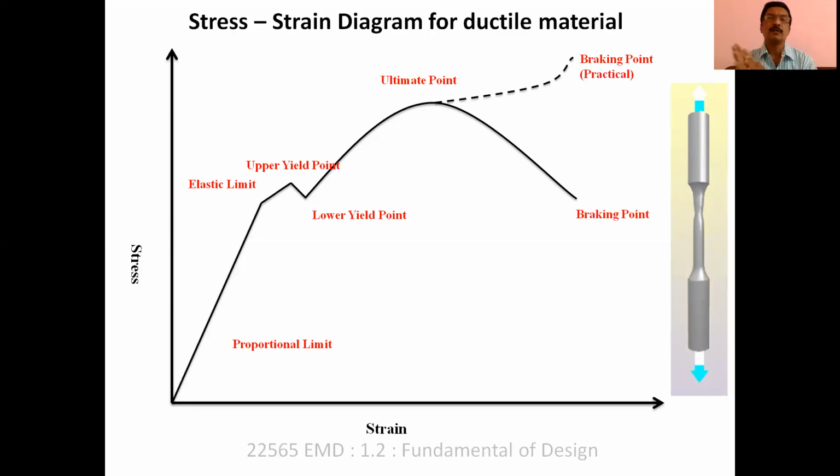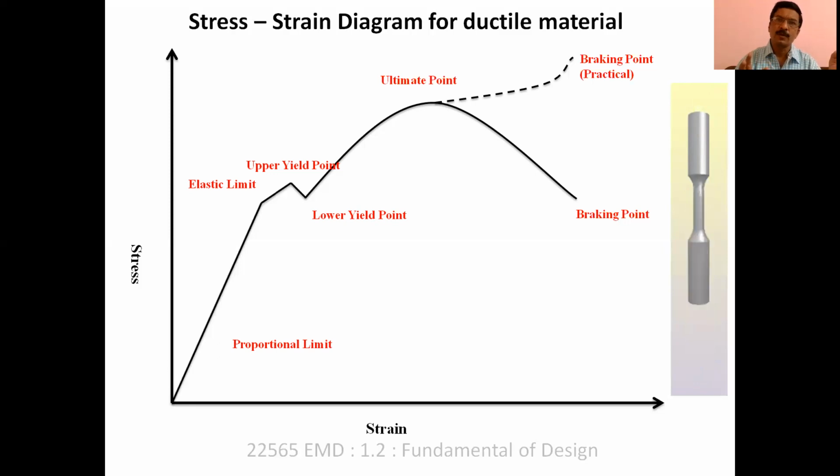Now look at our presentation. You'll find that after the lower yield point, there is an ultimate point. Ultimate point is the maximum point at which our stress is at the highest position. So ultimate point is the maximum stress observed.